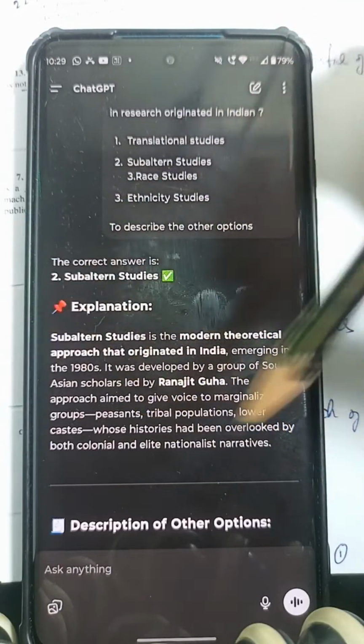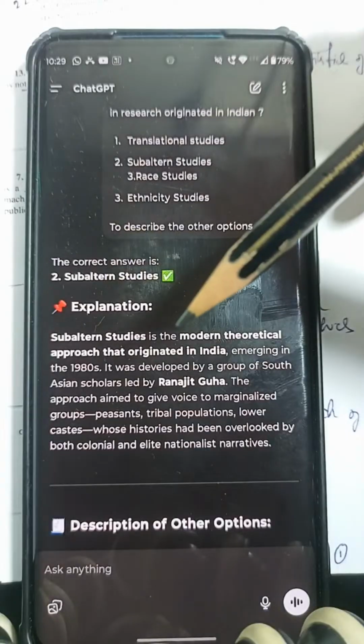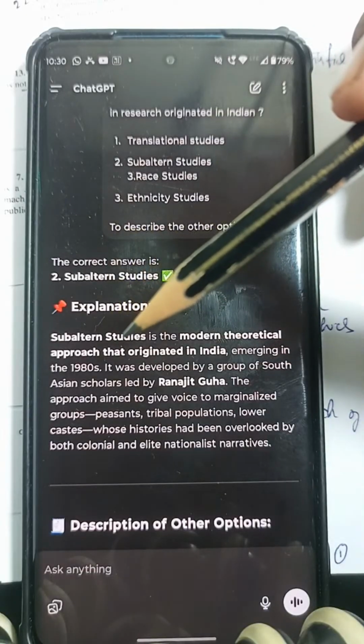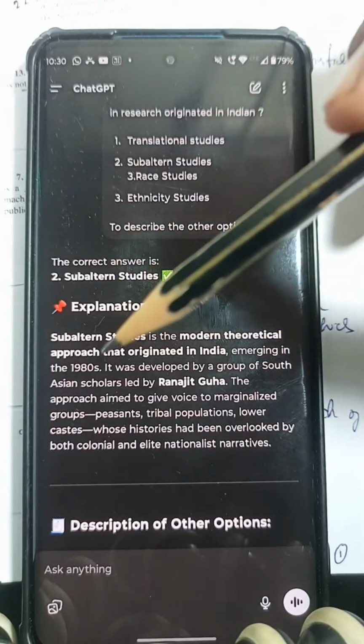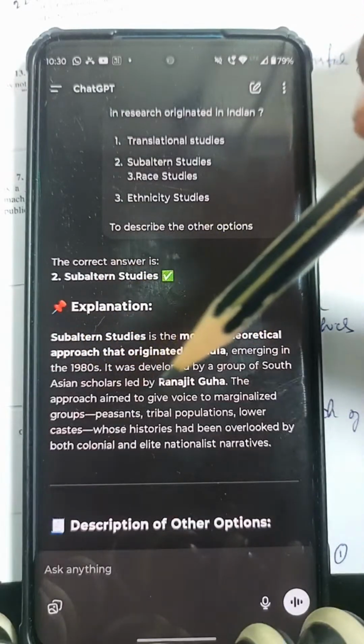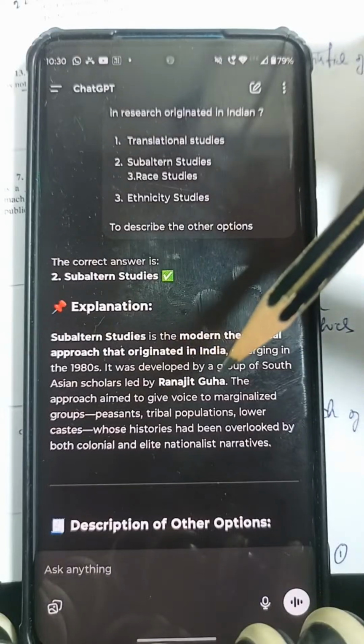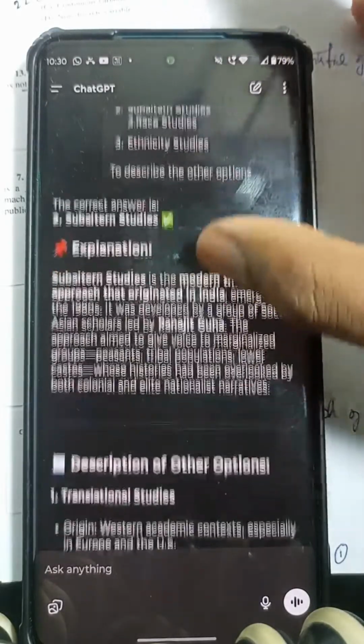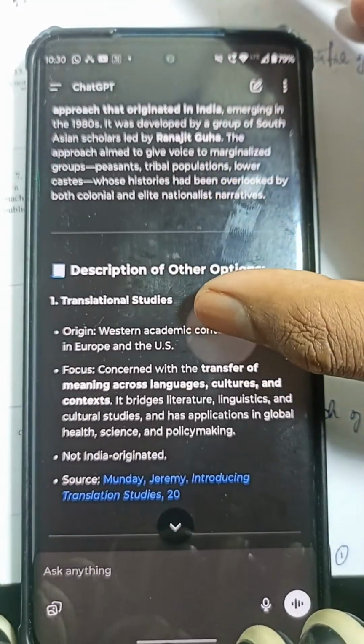So this is the meaning. Subaltern studies is the modern theoretical approach. The keywords are modern theoretical approach, originated in India in the 1980s, and the Asian scholar named Ranajit Guha. Okay. And for the other options, what is translational studies?